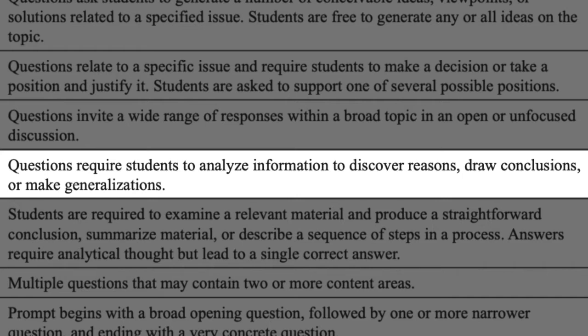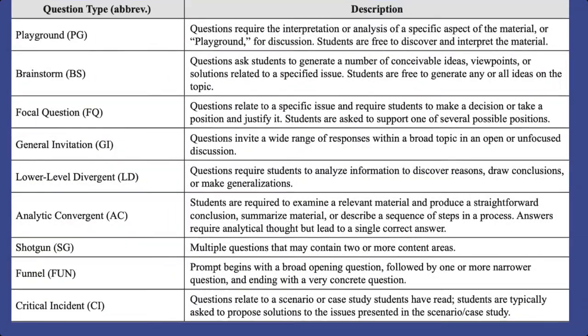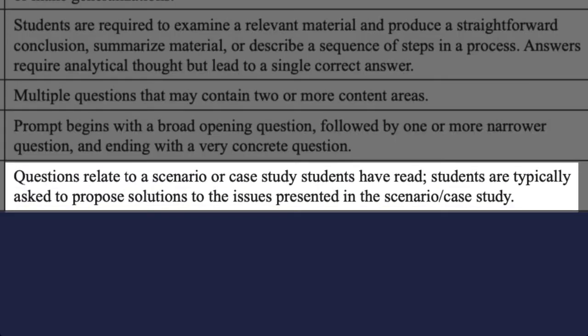Here's an example of a lower-level divergent question taken from an English language development course. In this case, the instructor is asking the student to draw conclusions about the relationships between the latest reading assignment and previously covered content. Next, we'll look at critical incident prompts, which provide students with an issue in a scenario or case study and ask them to propose a solution.